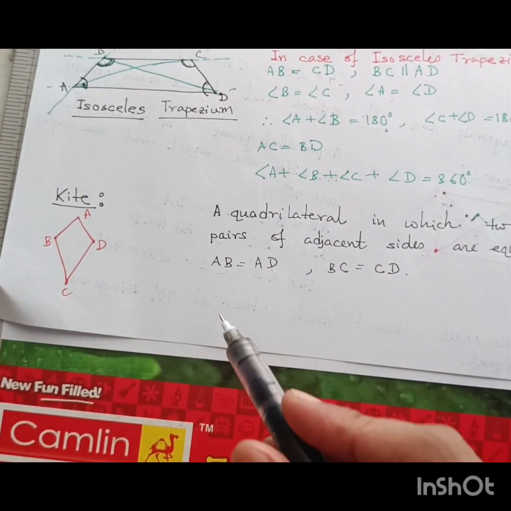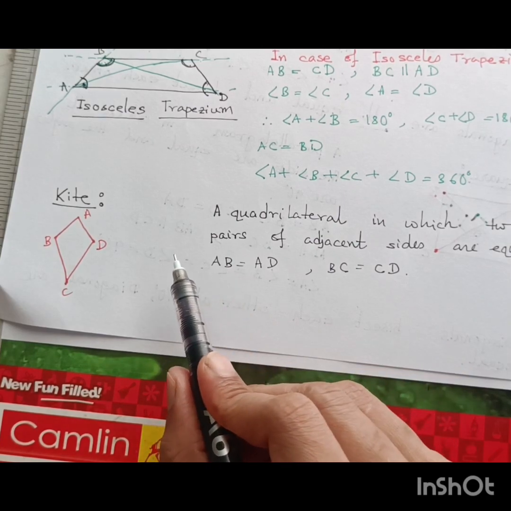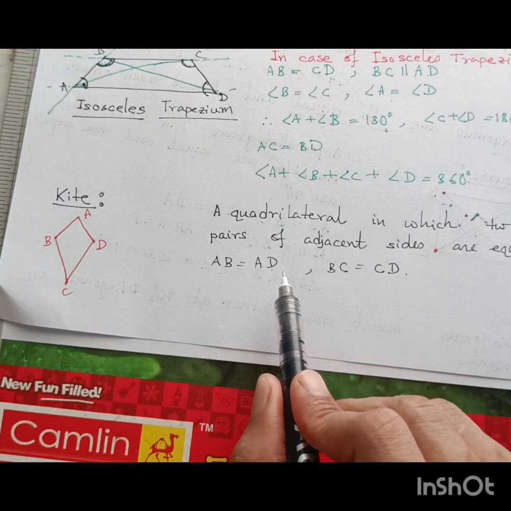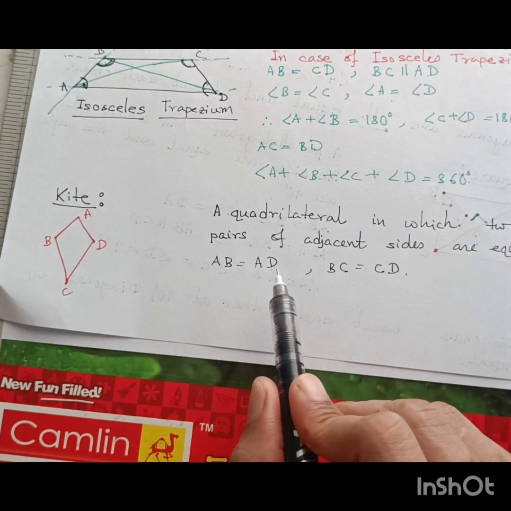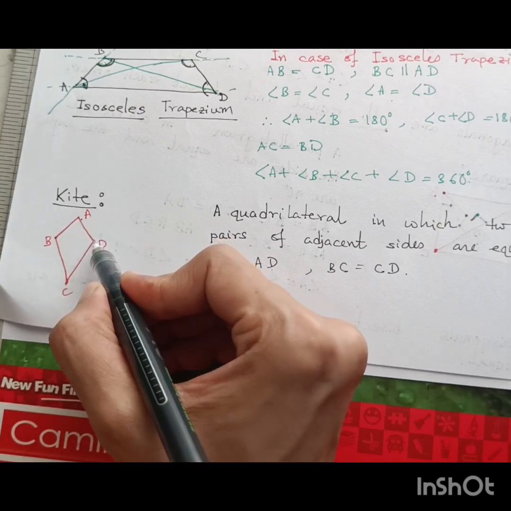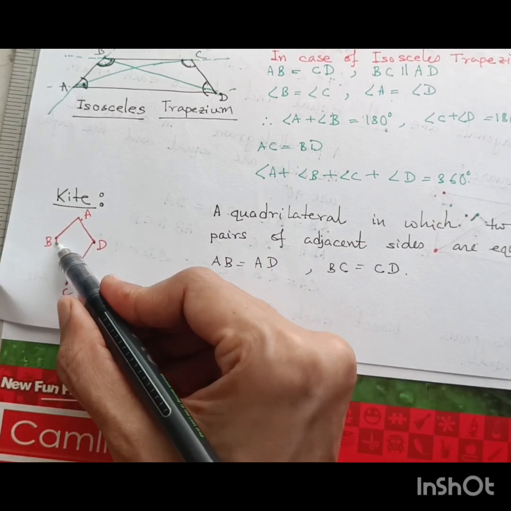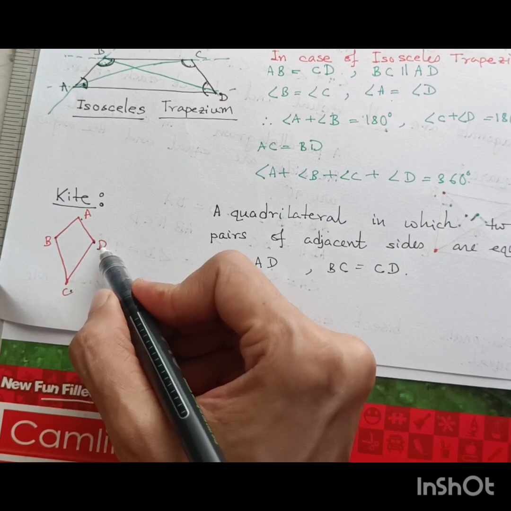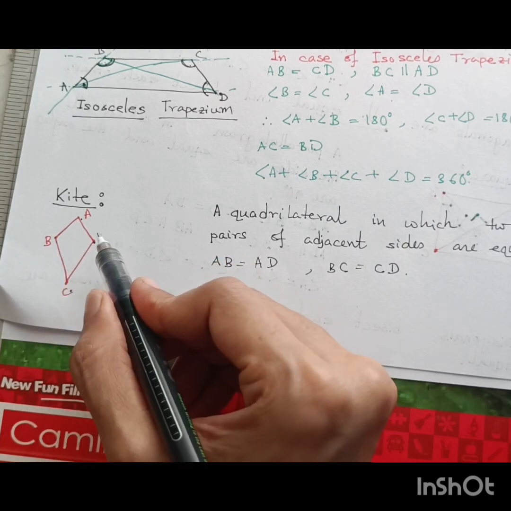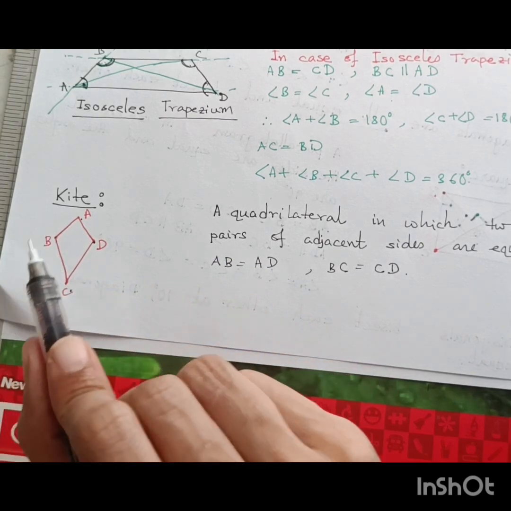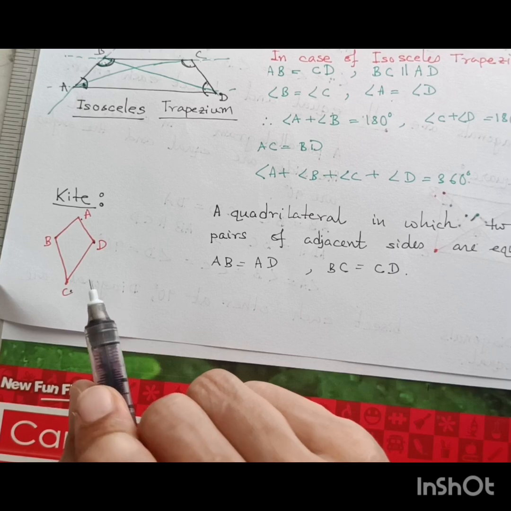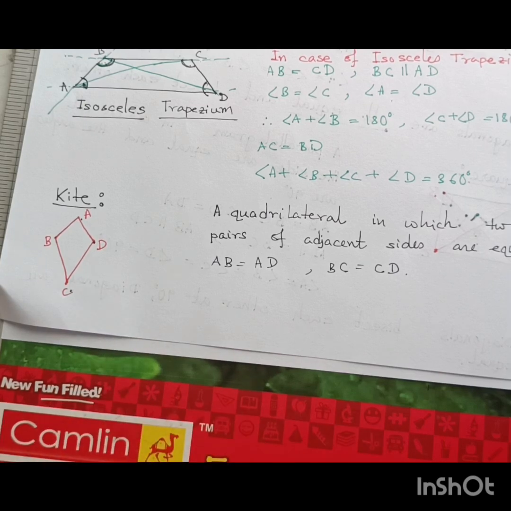Kite, a quadrilateral in which two pairs of adjacent sides are equal, that is AB and AD are equal. Alternatively, BC and CD are equal. This is a special type of quadrilateral. So बच्चे, these are all the quadrilaterals.